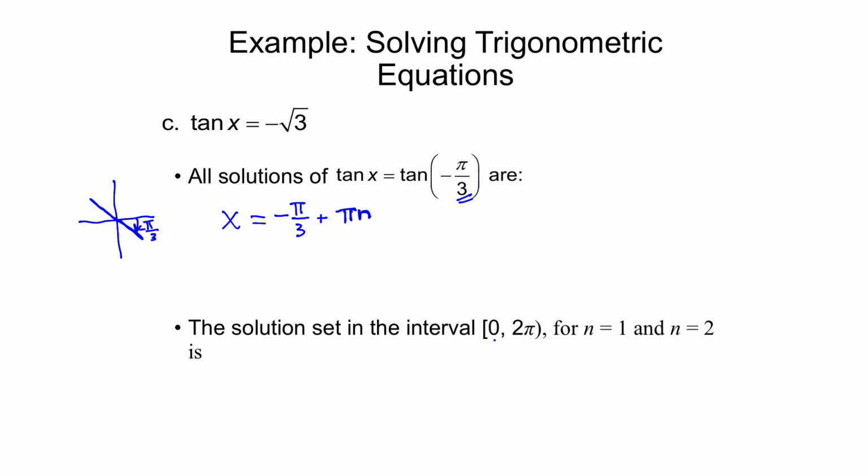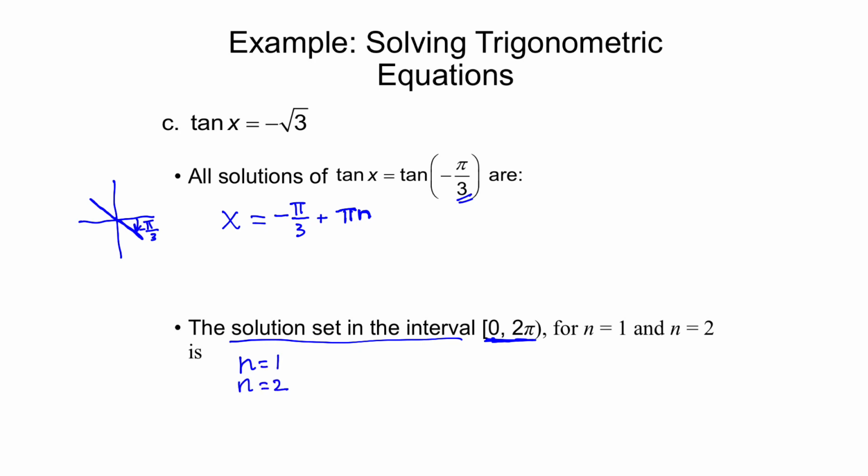Now, if we want to give the answers that are in the interval 0 to 2 pi, notice that in this case, because we took that negative pi over 3, that's not in that interval, right? The interval has the lowest value of 0 all the way to 2 pi, not including 2 pi. So we need to actually use this pi n. If I want to find the solutions that are in that interval, I need to add pi for n equal to 1, and then I need to do it for n equal to 2.